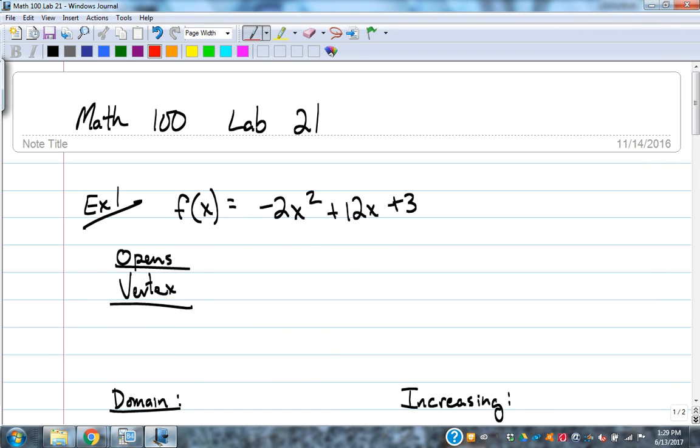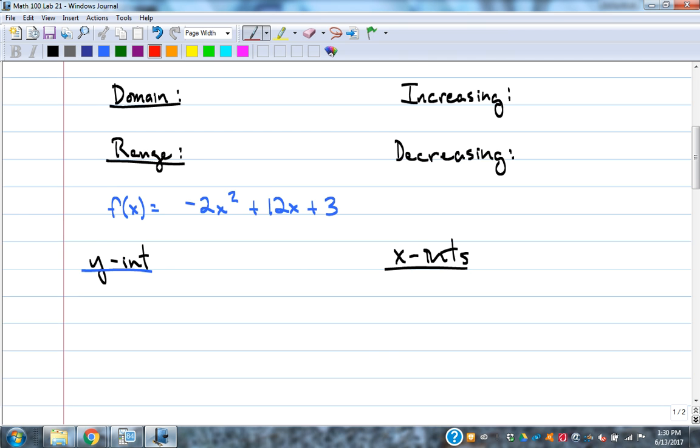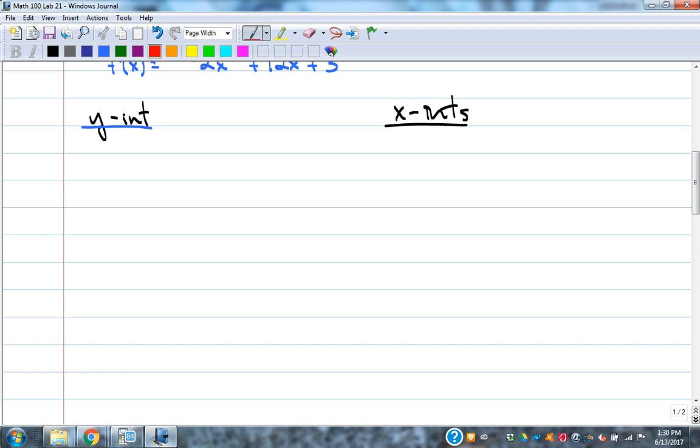Lab number 21. We're going to take a quadratic and talk about which direction it opens on the graph, its vertex, the domain, the range, its increasing and decreasing intervals, its y-intercept, and its x-intercept, and then we'll look at the graph on the graphing calculator.